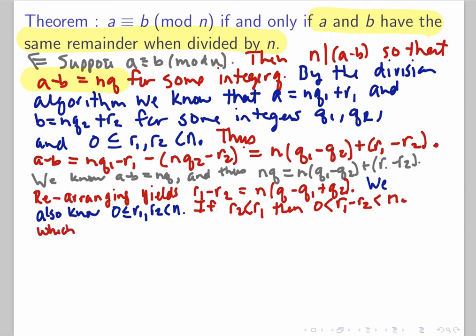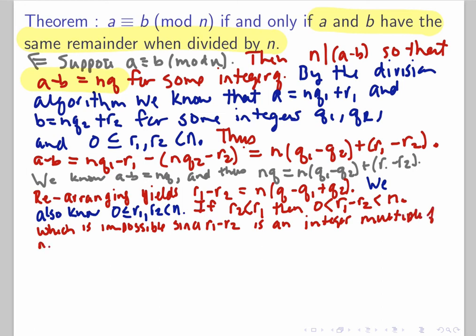But that's impossible, because we already know that r1 minus r2 is an integer multiple of n. We just showed that above. It's n times q minus q1 plus q2. But if it's going to be an integer multiple of n, it can't be positive but less than n.